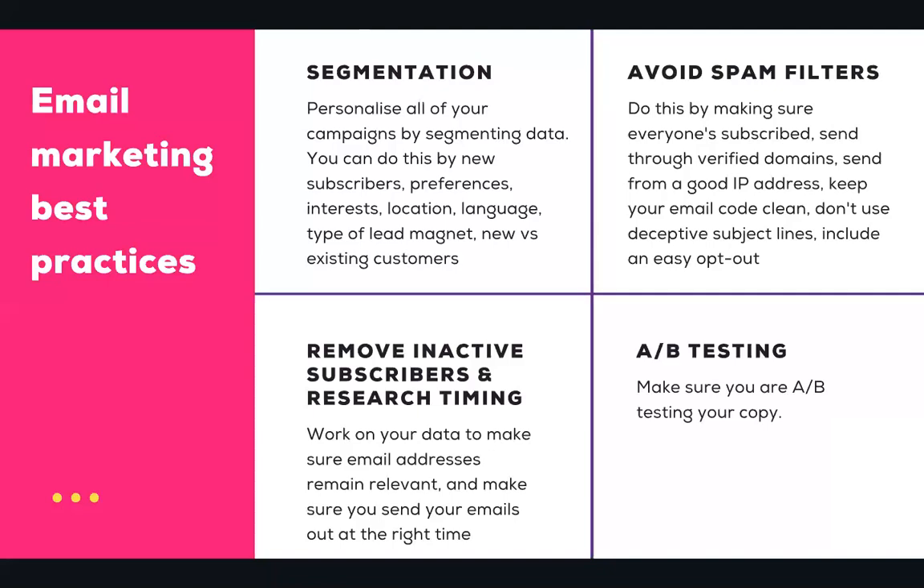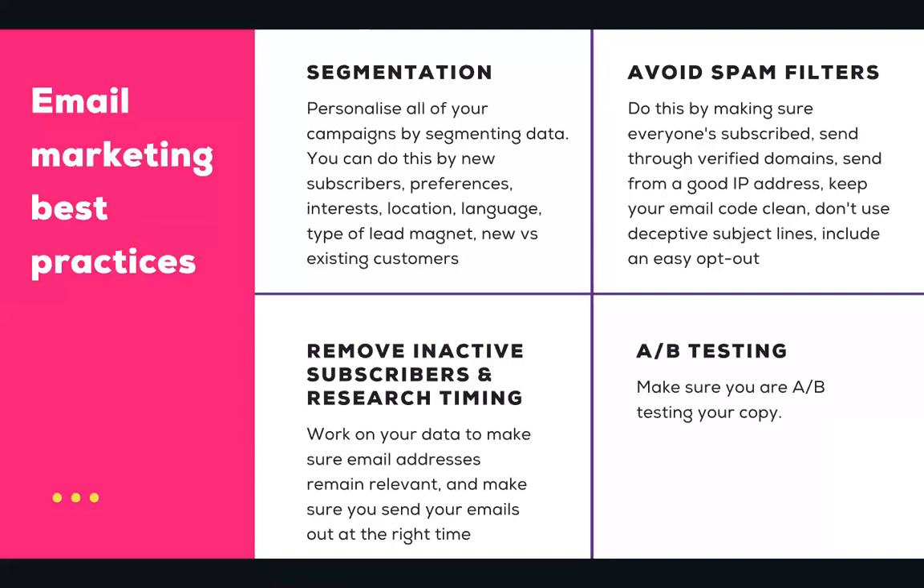Next, make sure that you avoid spam filters. This isn't always possible, but there are some tips that you can do to give your emails the best shot of getting read. So to avoid spam filters, don't buy email lists. Make sure everybody's subscribed to the emails. Send your emails through verified domains. Make sure they're sent from a good IP address. Keep your email code clean. Don't use deceptive and spammy subject lines, and include an easy opt-out so that if people are no longer interested or they signed up by accident, they can sign out. They can opt out quickly and easily without reporting you or marking your emails as spam.